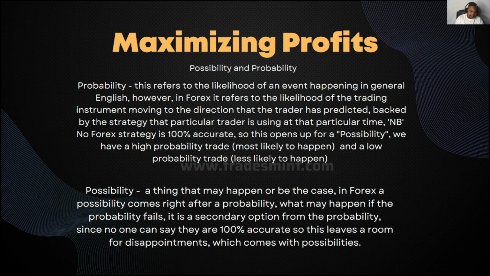And then a possibility. A possibility is a thing that may happen or may be the case. However, in Forex, a possibility comes right after the probability. A possibility is what may happen if the probability fails. It is the secondary option from the probability. Since no one can say their Forex strategy is 100% accurate, this leaves room for disappointments, which come with what? With possibilities. I just really love this differentiation between the two words.